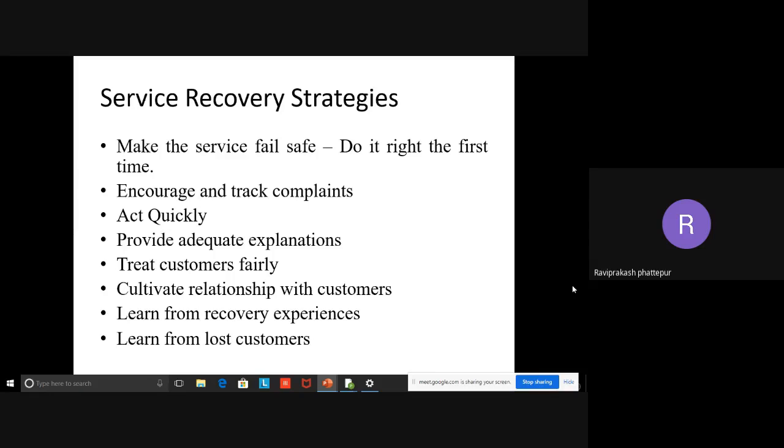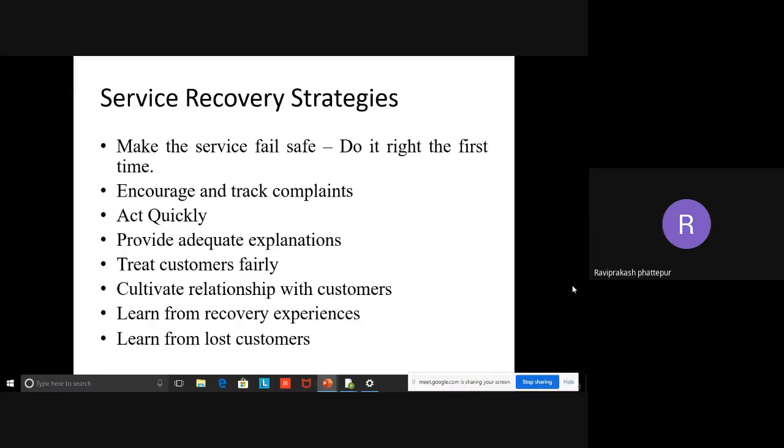Next is cultivate relationship with customers. That means if you are having a good relationship with your customers, it is not mandatory, but it makes the customer come back to you basically. So have a good relationship with your customer. Then learn from recovery experiences. So whatever failed services that you have provided, those things should not happen again with your customers.